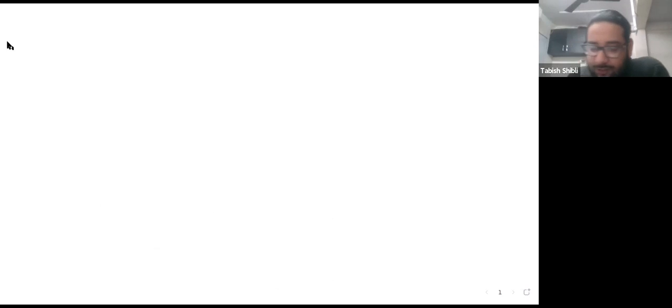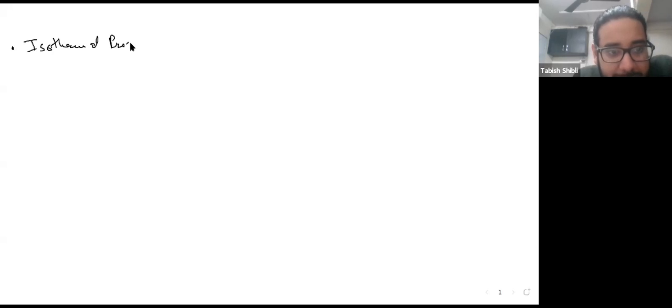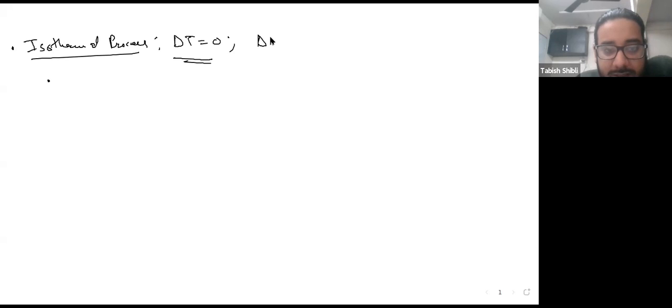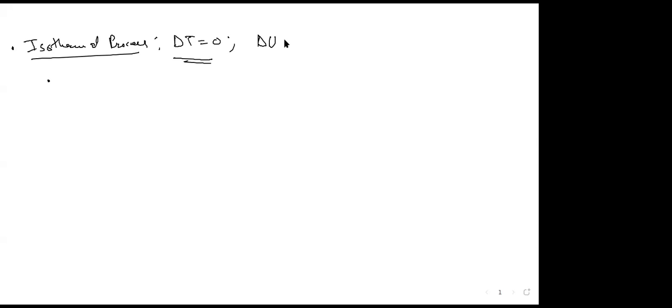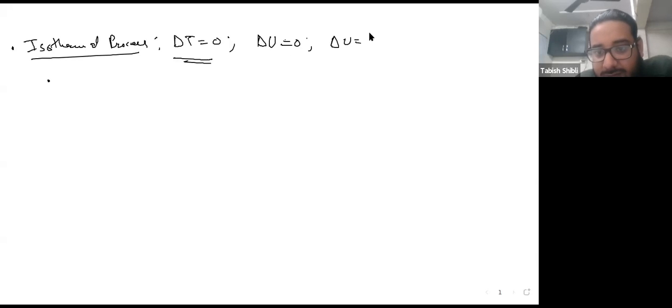Okay, so let's go one by one. Let's talk about the isothermal process. Well, what do you have in an isothermal process? My delta T is equal to 0. If my delta T is equal to 0, what is my delta U? Any ideas? What is my delta U? It is 0, right? Because delta U is just equal to C delta T. So my delta U is just 0.